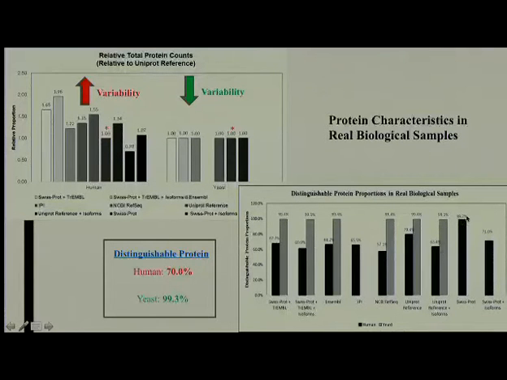And you know, you have the smaller database like the SwissProt database where we identified over 98% distinguishable proteins, compared to a much larger database like SwissProt and TrEMBL, where we only observe about 60% distinguishable protein proportions. Right. So what's your definition of a distinguishable protein?